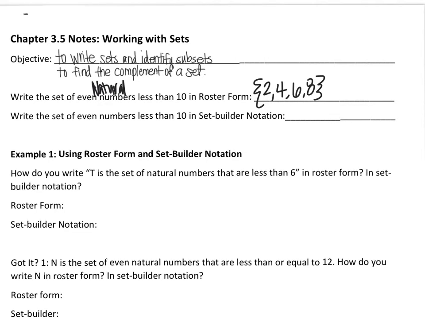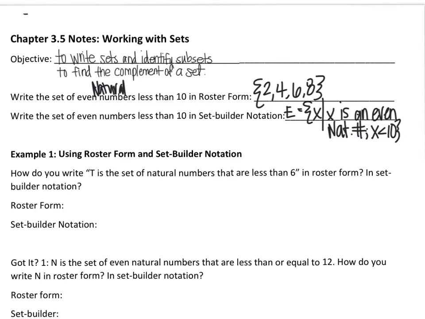In this, you're going to name a set. We'll call it E. And we're going to say x such that x is an even natural number and x is less than 10. So that qualifies the number that could go into the set. It has to be an even natural number and it has to be less than 10.